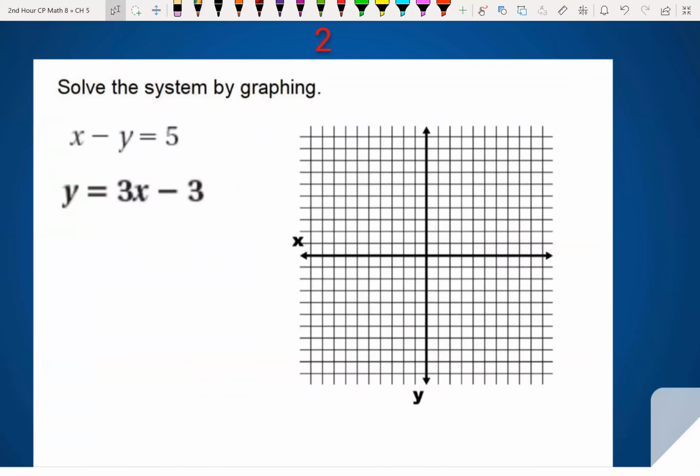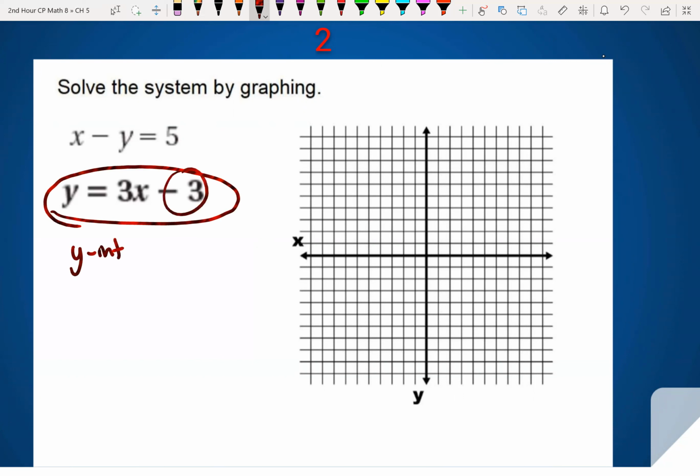Example 2, solve the system by graphing. Well, we like to graph equations that are in slope-intercept form. So this first equation is ready to go. The y-intercept is -3. So (0, -3), we can plot right now on the graph, 1, 2, 3. And the slope is +3/1, this number out in front of x.